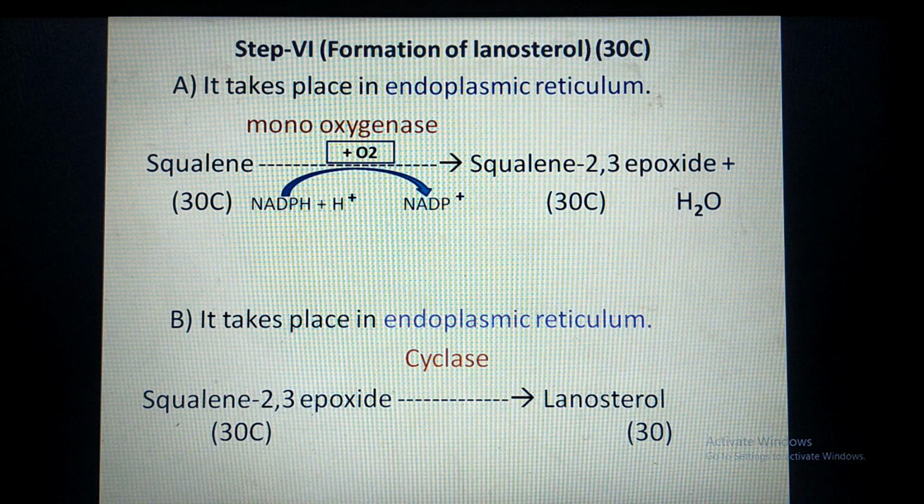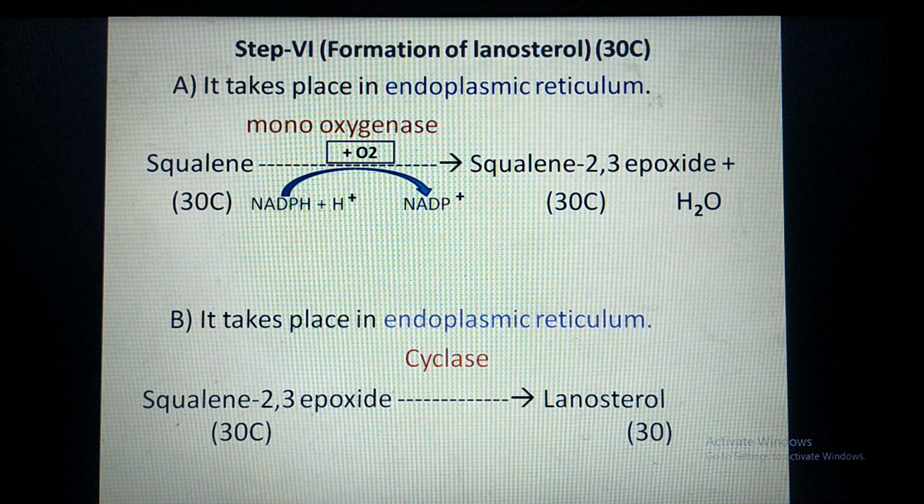Monooxygenase is a class of enzyme which adds one atom of oxygen from a molecule to one compound and another atom is added to the other compound. Here, out of 2 oxygen atoms, one is added to the squalene to form squalene 2,3 epoxide and another oxygen is added to form water. Therefore they are called monooxygenases.